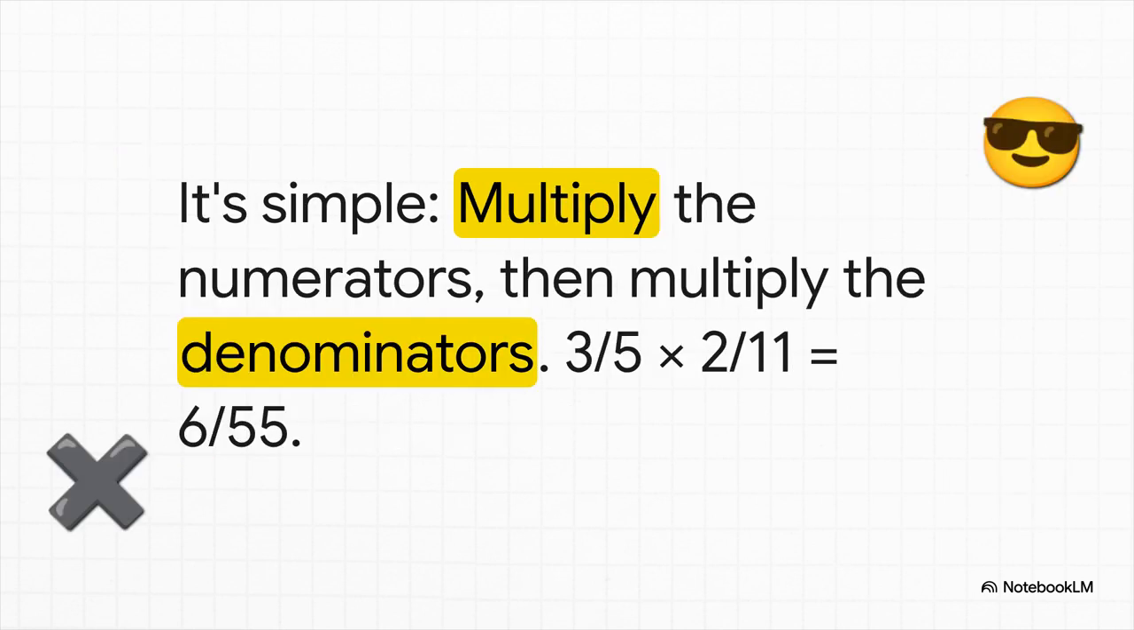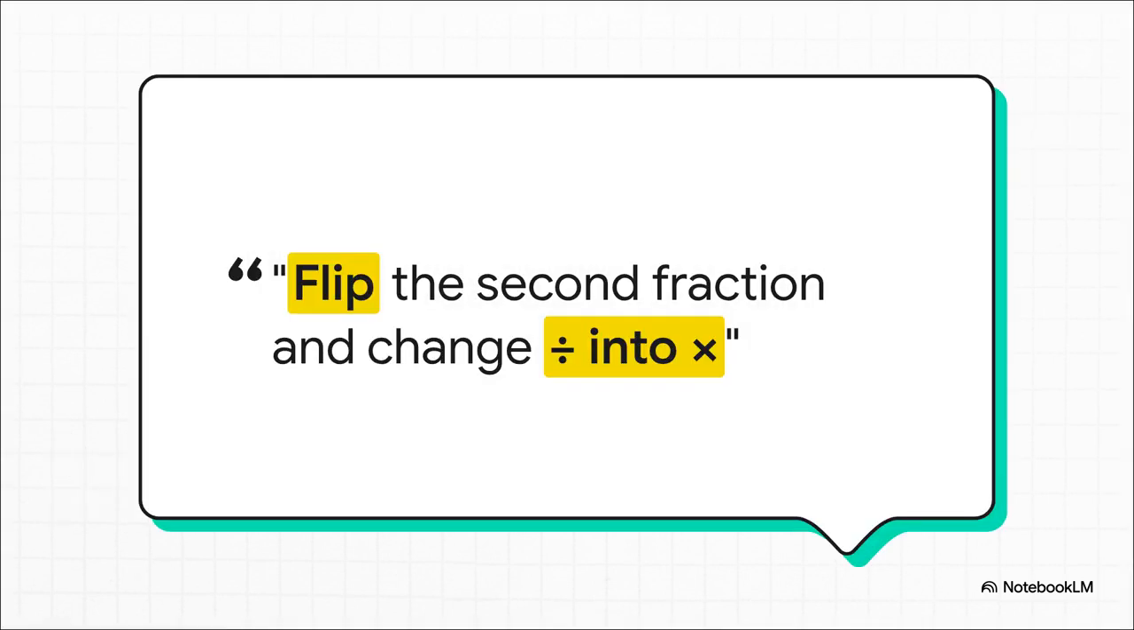Okay, after all that faff with common denominators, you are gonna love this. Multiplying fractions is wonderfully, beautifully simple. Seriously, you just multiply the two top numbers together, and then you multiply the two bottom numbers together. That is it. So for this example, 3 times 2 is 6, and 5 times 11 is 55. The answer is 6 55ths. Done.